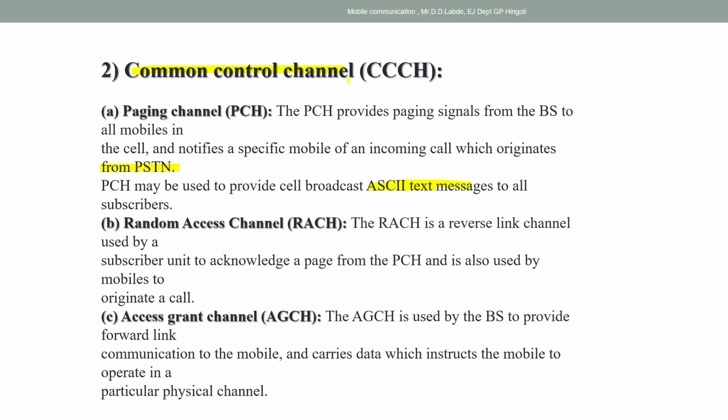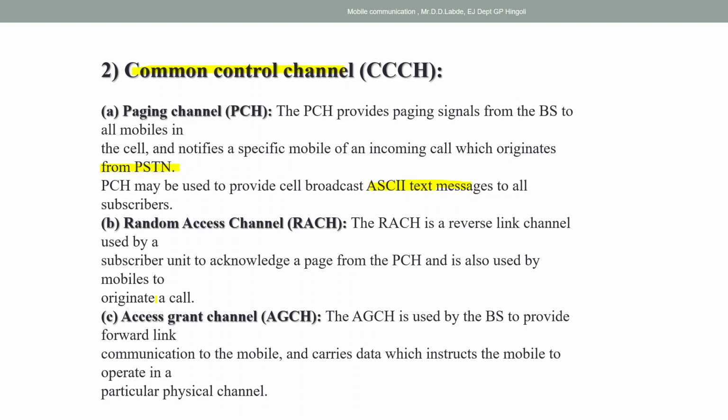In the common control channel we have the paging channel, basically used to send a page, meaning a message, to the subscriber. Next is the random access channel. Basically RACH is a reverse link channel used by a subscriber unit to acknowledge a page from the PCH, and it is also used by the mobile to originate a call.